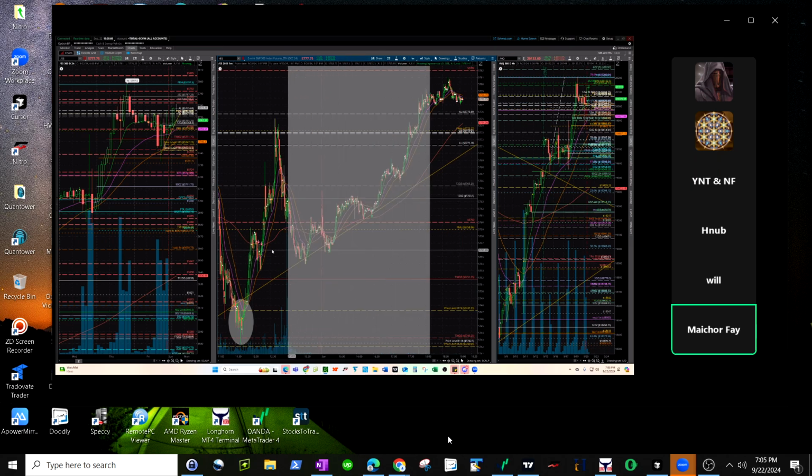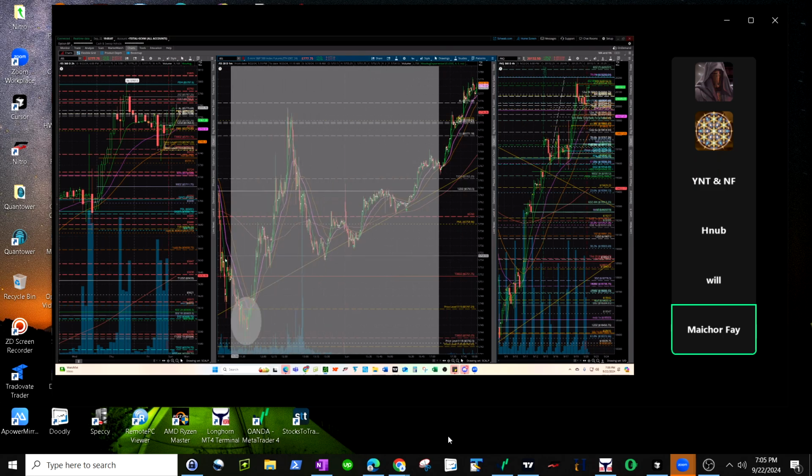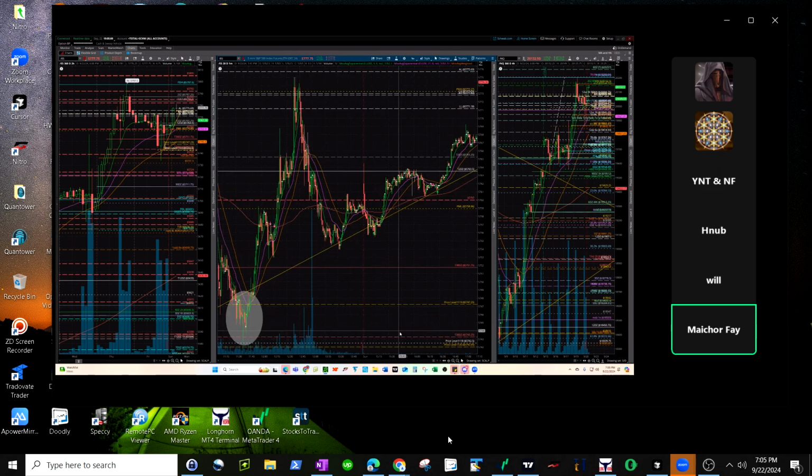Apex has that trailing drawdown that takes you out, so I can't hold like how I'm doing now. I can't hold it for it to come back to break even, because by the time it comes back and breaks even, I'm already $500 down on the trailing drawdown. So that's how I do it.